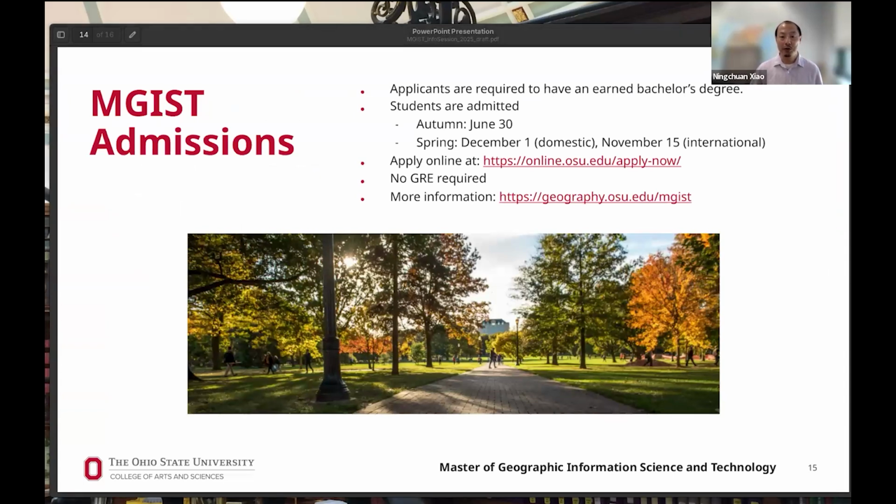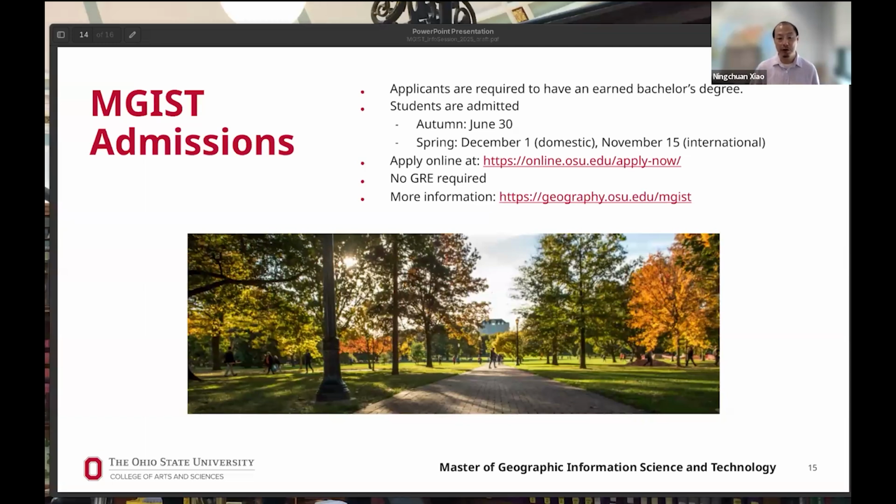So finally, let's see how to get in. You will need a bachelor's degree to apply, but you do not need any previous courses in GIST to apply. We are going to review your statement, your CV, your transcript, and the 2 letters of recommendation. Your statement is very important. This is the place where you elaborate on the goals of your career in GIST and why a master's degree in GIST at Ohio State fits you.